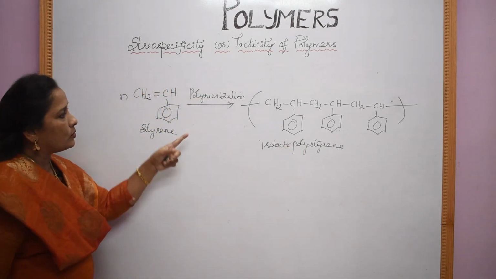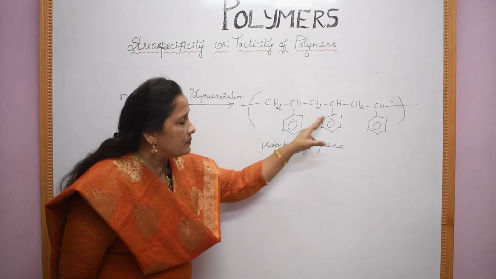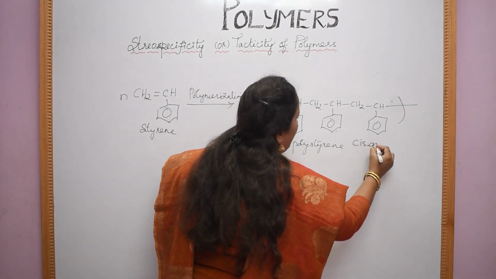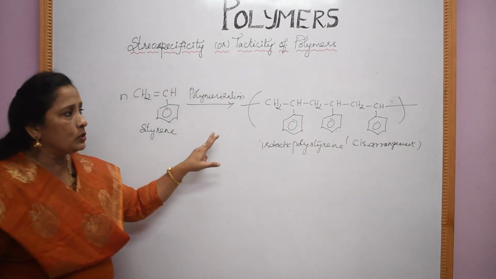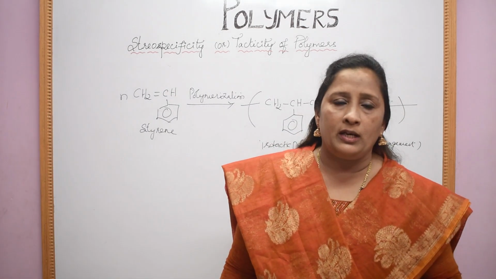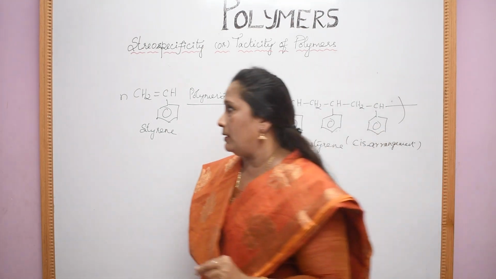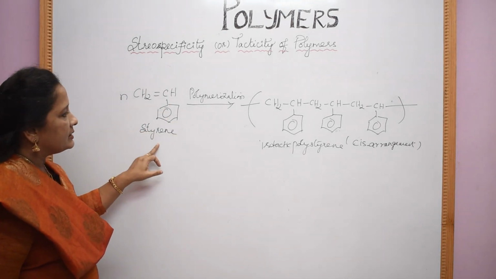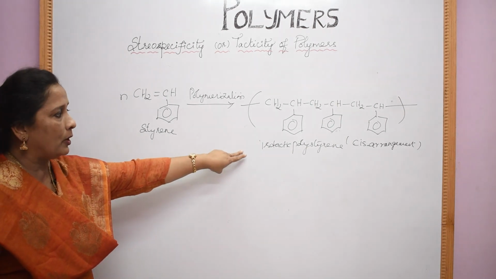You see here, styrene undergoes polymerization to give polystyrene. Here the functional groups lie on the same side of the polymer chain. This arrangement we call a cis arrangement, and this is what is called the isotactic polymer. Now we know what is isotactic polymer. If the functional groups of the monomeric unit lie on the same side of the polymer chain, the polymer is known as isotactic polymer. We have explained this with a simple example of styrene to get isotactic polystyrene, where the phenyl groups lie on the same side of the polymer chain.